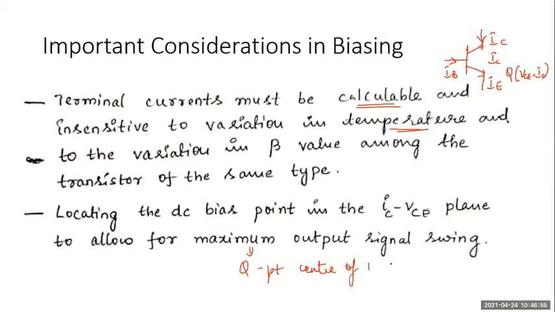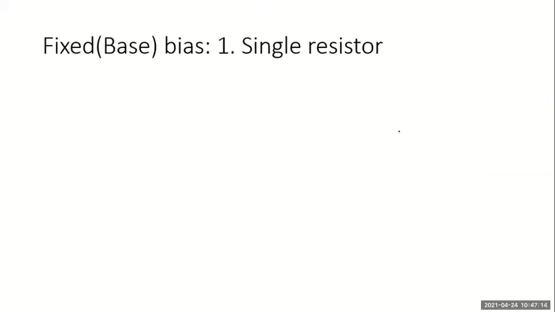So that's why normally we try to locate the Q point somewhere near the center of the DC load line to help allow maximum possible output signal swing. And for these things we will take care. Can you tell me by how much it varies?